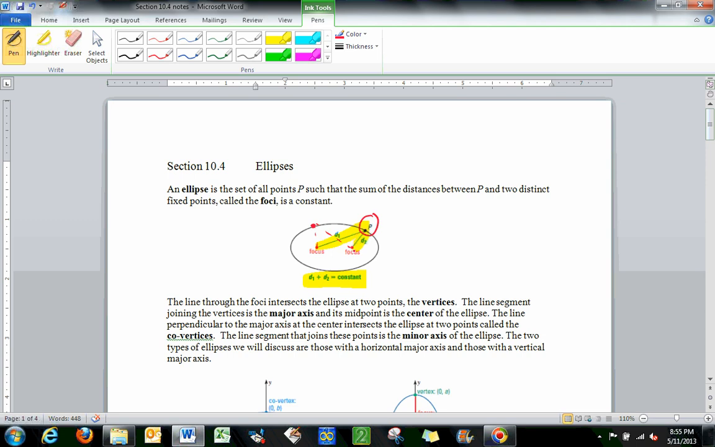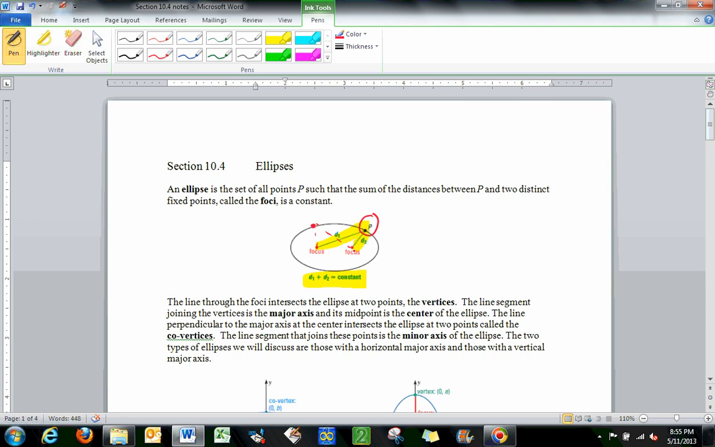Now, we see this as being a little different than a circle, because a circle had one focal point, which was the center point, so it was only defined by one segment, and that segment was the radius. So we have a little different scenario here.